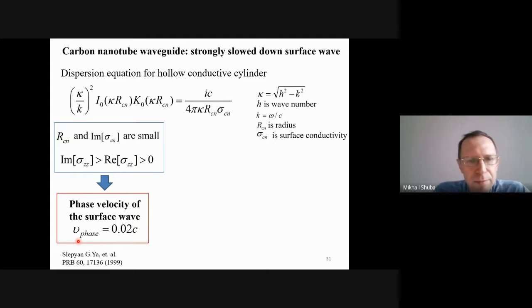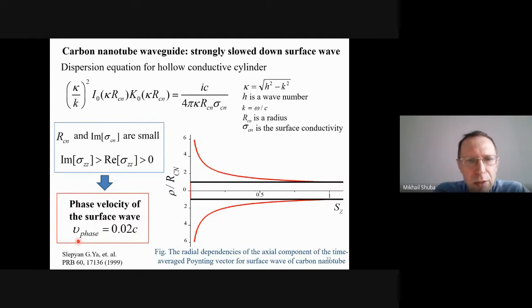Because of the strong retardation effect, this surface wave is strongly localized near the carbon nanotube surface. Here you can see the radial dependence of the axial component of the time average Poynting vector for the surface wave of carbon nanotubes. This surface wave is also called a plasmon polariton wave.